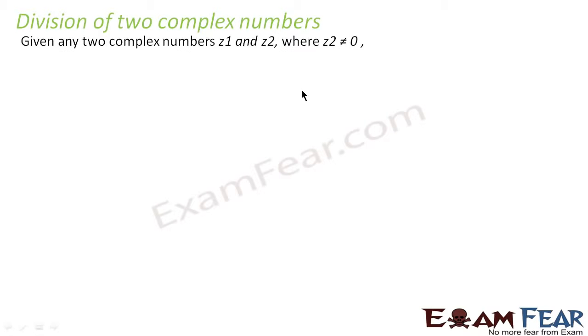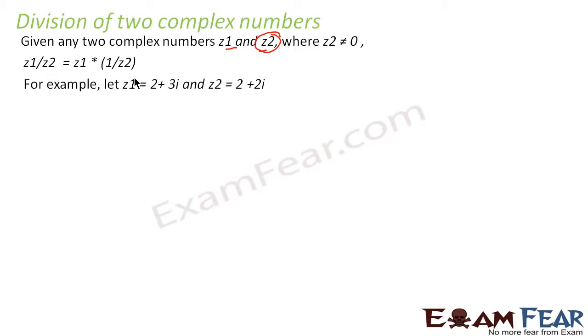Let's take an example of division of complex numbers. So if there are two complex numbers z1 and z2, where z2 is not equal to 0 because we don't want to divide by 0, z1 by z2 is nothing but z1 into 1 by z2, and we know how to find 1 by z2, the way we have found in the last example. For example, we have z1 equal to 2 plus 3i and z2 equal to 2 plus 2i. We have to divide this. So what we get is 2 plus 3i divided by 2 plus 2i. Now we have to rationalize this.